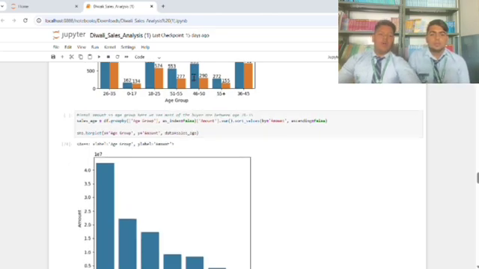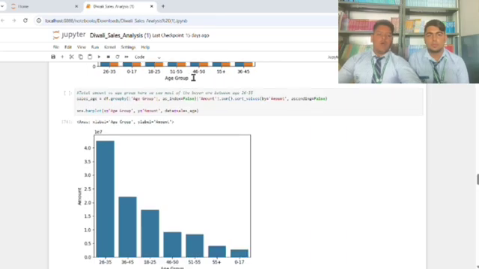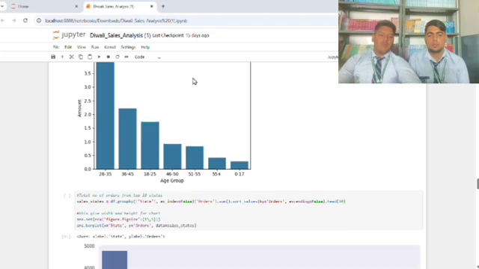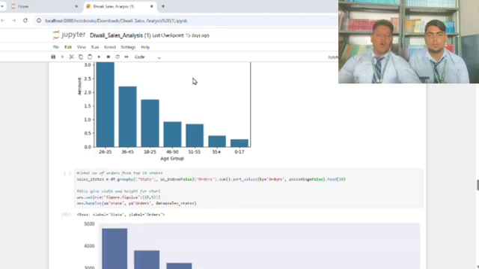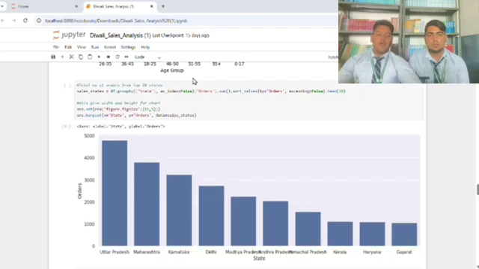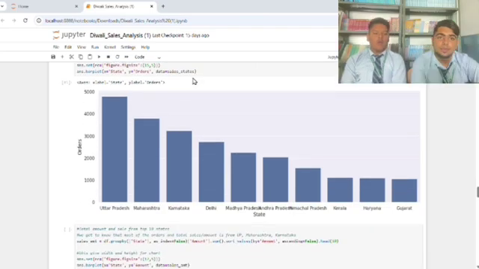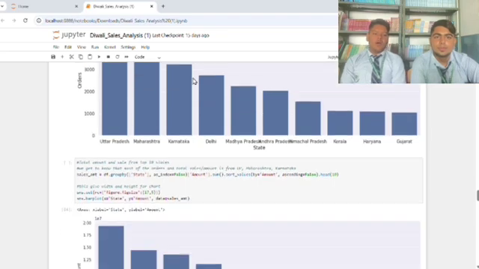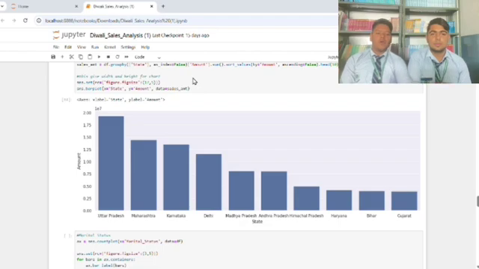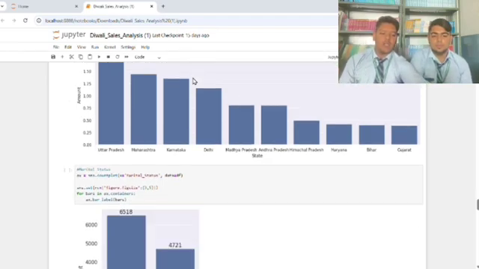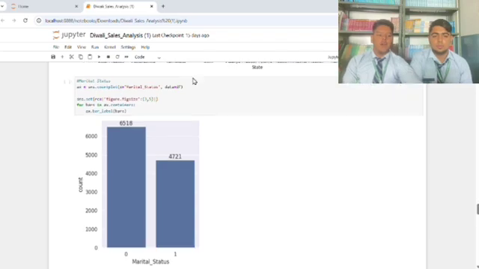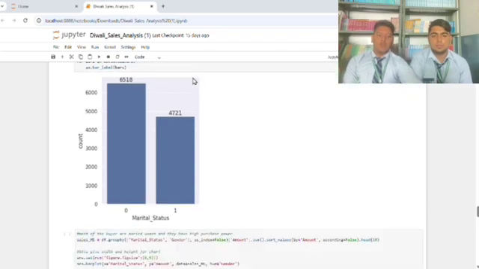To analyze orders versus state, now we are going to use the graph from above. We can see that most of the orders are from Uttar Pradesh, Maharashtra and Karnataka. For amount versus state, from the above graph we can see that most of the total amount is from Uttar Pradesh, Maharashtra and Karnataka respectively.